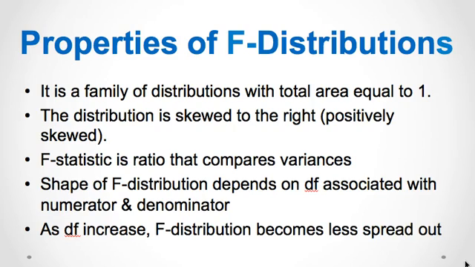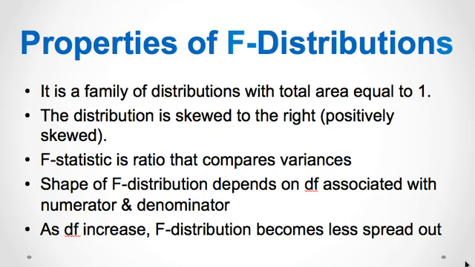So let's talk about F distributions. Like Z and T distributions, the F distribution is a continuous probability distribution. Like the T distribution, the F distribution is a family of distributions. Unlike Z and T distributions, the F distribution is positively skewed, or skewed to the right. The shape of the F distribution depends on the degrees of freedom associated with the numerator and denominator.